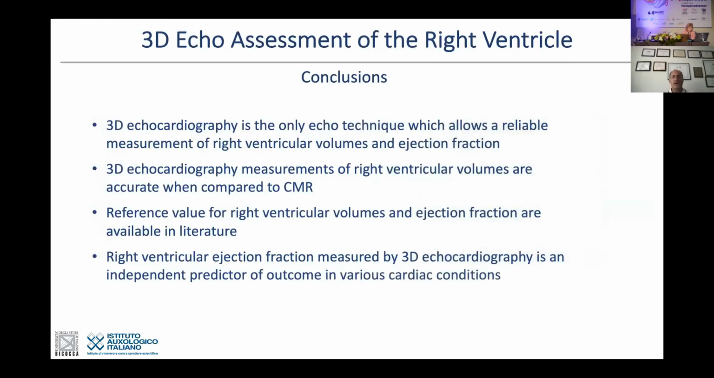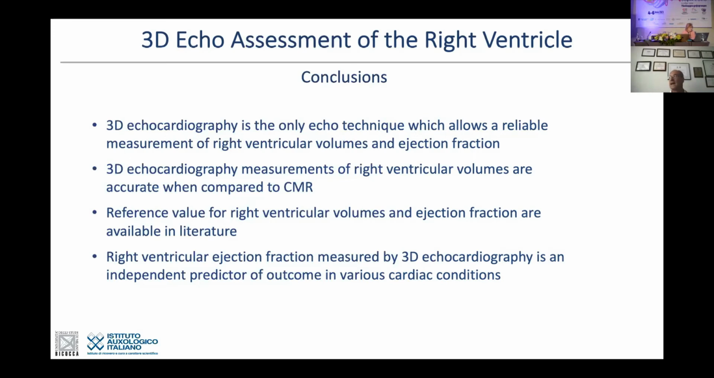So just to conclude, I wanted to share a few comments. The first one is that 3D echocardiography is the only echo technique that allows a reliable measurement of right ventricular volumes and ejection fraction. Those measurements are accurate if we have a decent acoustic window when compared to CMR. Nowadays, we have the reference values for right ventricular volumes and ejection fraction that allow us to differentiate patients with normal or abnormal right ventricle, and also to grade the extent of the abnormality in mild, moderate, or severe dysfunction, as we usually do for the left ventricle.